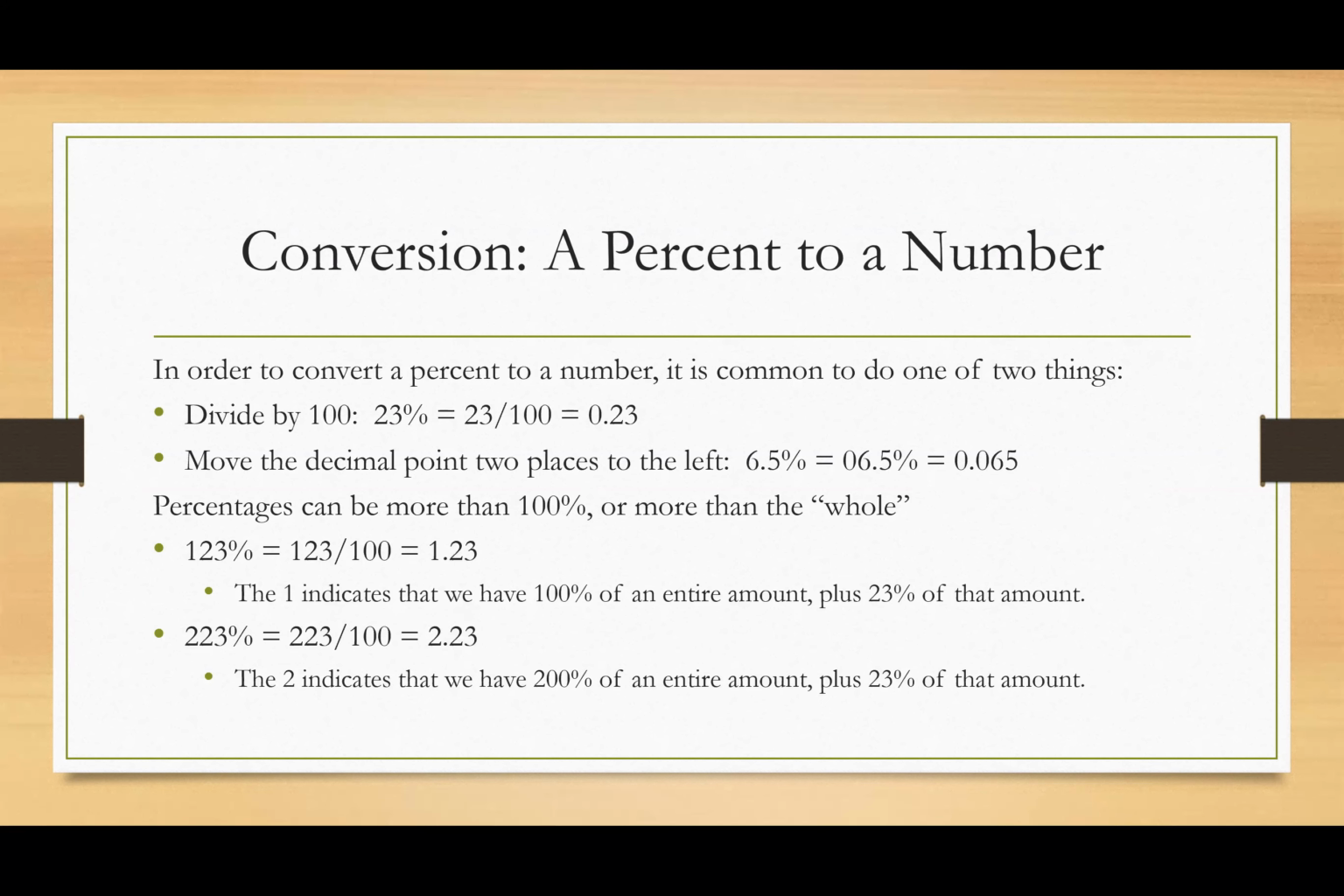223% is equivalent to 223 divided by 100, which is equal to 2.23. And the first 2 indicates that we have 200% of an entire amount, or 2 whole amounts, plus 23% of that amount.